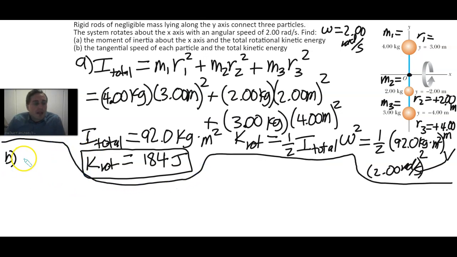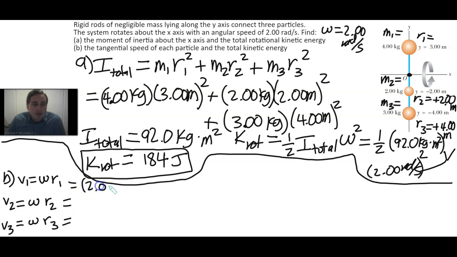So with part B, we want to calculate first the linear, that is the tangential speed of each particle. So we need V1, V2, and V3. There's the linear speeds. Now each of these should be the same angular velocity, omega, but each times their respective radius. Radius 1, radius 2, radius 3. Okay, so let's get these values.